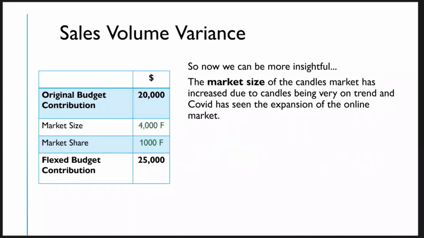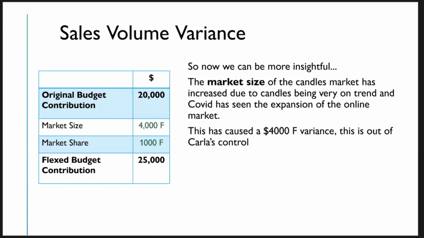The market size of candles has increased due to candles being very on trend, and COVID has seen the expansion of the online market. That's why the market size has gone up. People are sat at home looking on the internet thinking, oh, it's cozy, it's winter, I quite like to have some candles in my house. It makes me feel happy seeing candlelight. I'm going to buy some candles. The market size went up, so therefore it caused a 4,000 favourable variance. This is out of Carla's control, okay?